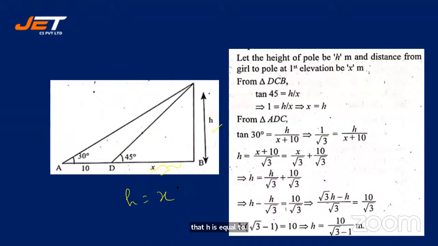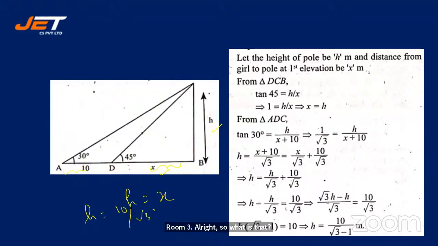Next, take the next triangle, triangle ADC. In ADC, tan 30 is again opposite side by base, h by x plus 10. Now, what is the base here? It becomes x and 10 more is getting added. So x plus 10. So tan 30 is 1 by root 3, equal to h by x plus 10. And what is h? Cross multiply it and get the value of h as 10 by root 3. So, what is h? It is 10 by root 3.